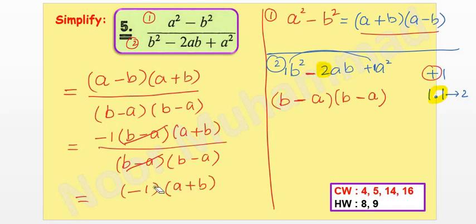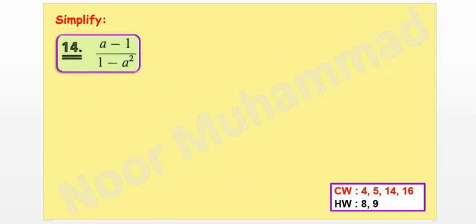This is the numerator, or simply you can write -1 here like this. Okay, it's the same thing. And in the denominator we are left with b minus a. So this is the final answer for this question. Hope you understand it. Okay.